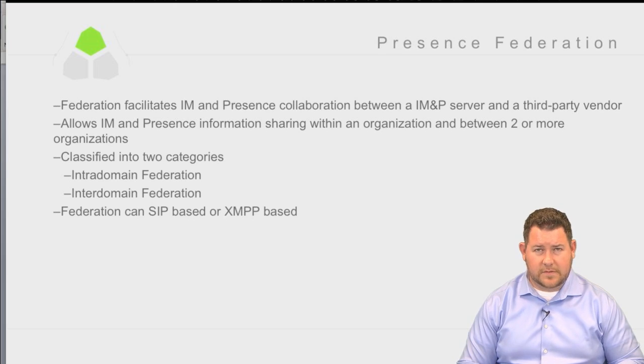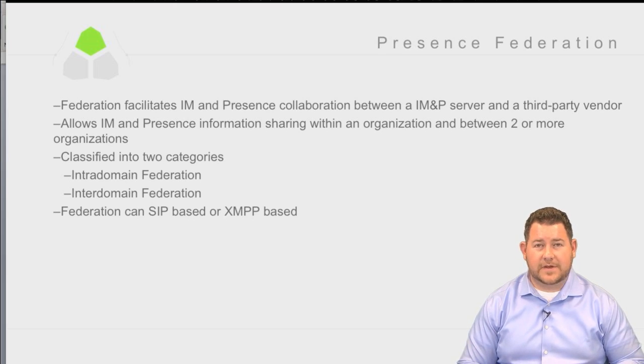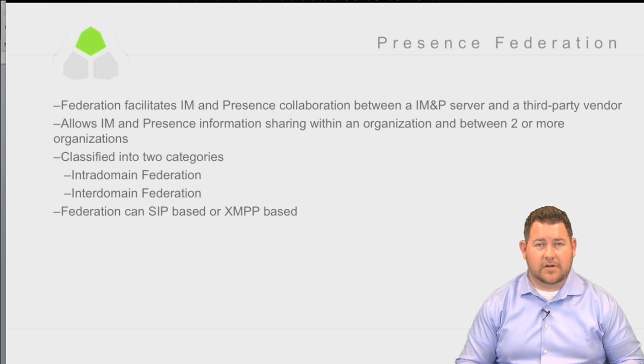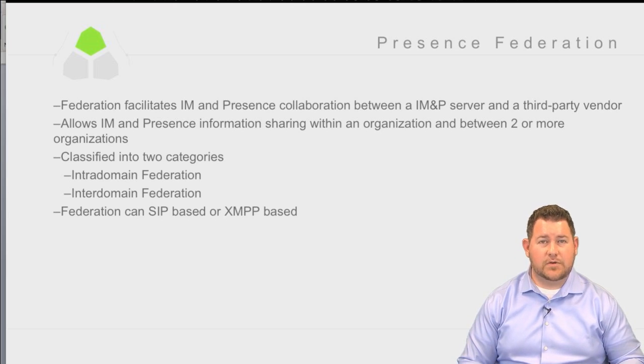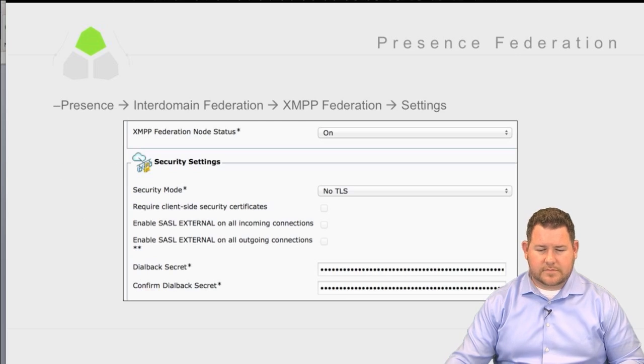So we have, first of all, two categories here, which are intra-domain and inter-domain federation. And this can either be SIP or XMPP based. So we're going to be using the XMPP based federation here because we're talking about two presence servers wanting to be integrated at this point. So we're going to integrate the HQ IMM Presence server with the Site B IMM Presence server here. So very, very simple configuration on the presence side. Not a whole lot has to be done here.